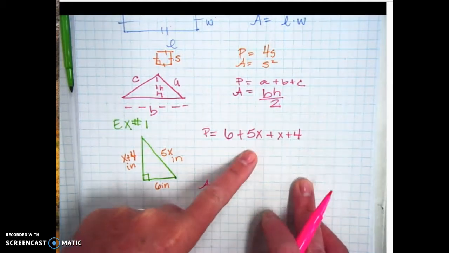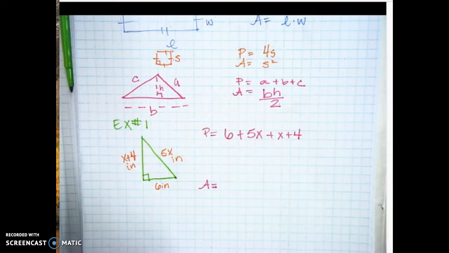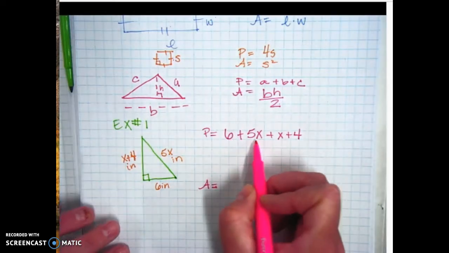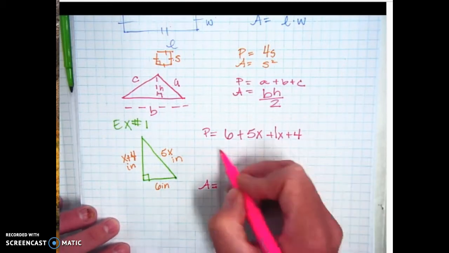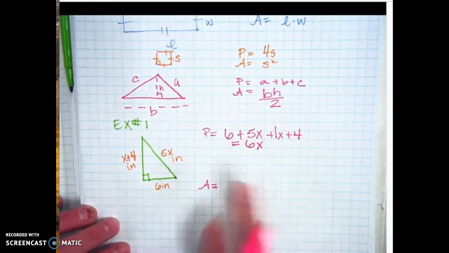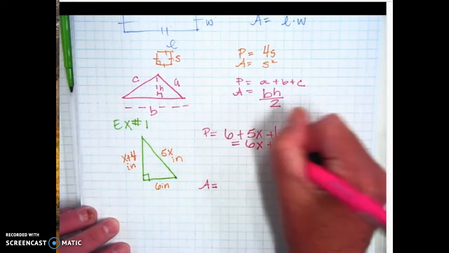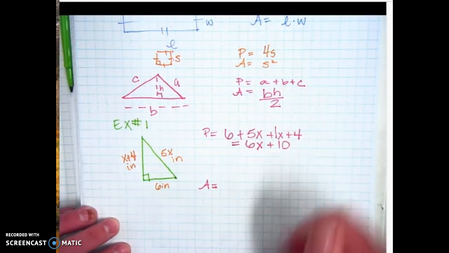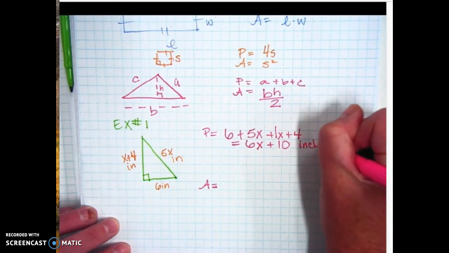But in this case, you've got some algebra in there, right? So the only difference is you're just going to combine like terms, right? We've got a 5x and a 1x. You can draw a 1 in there if you want. You don't have to. That's going to combine to get 6x. And then we have two numbers, the 6 and the 4. So those combine to get 10. So we're going to say 6x plus 10, and it was measured in inches.